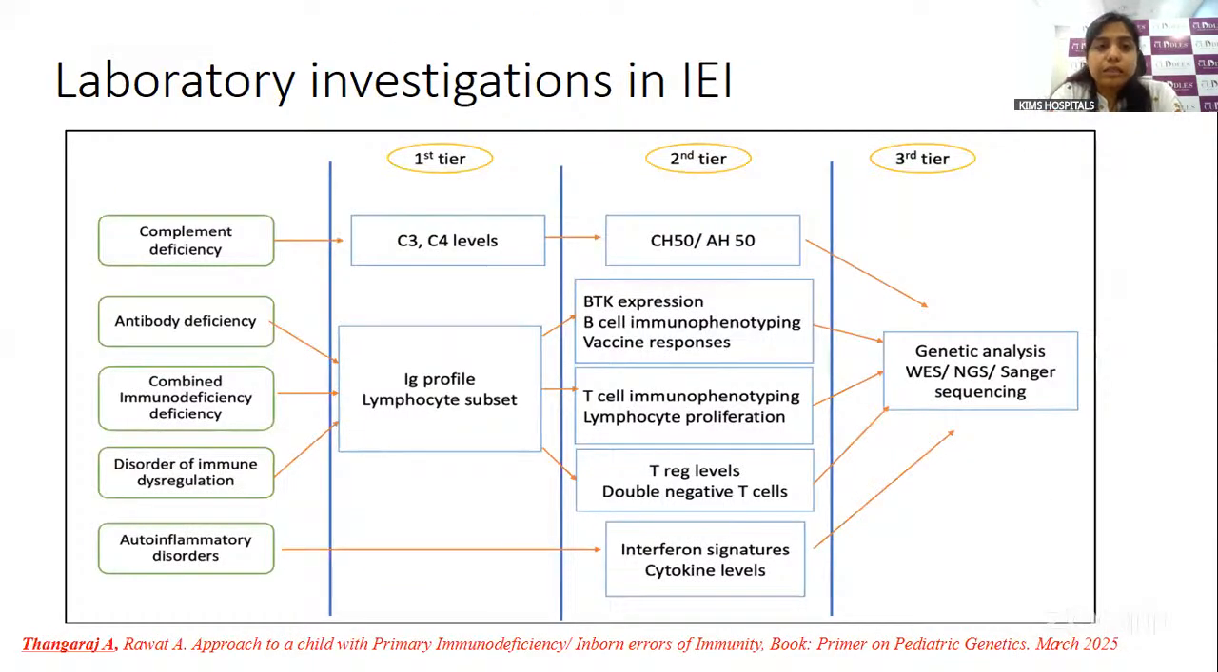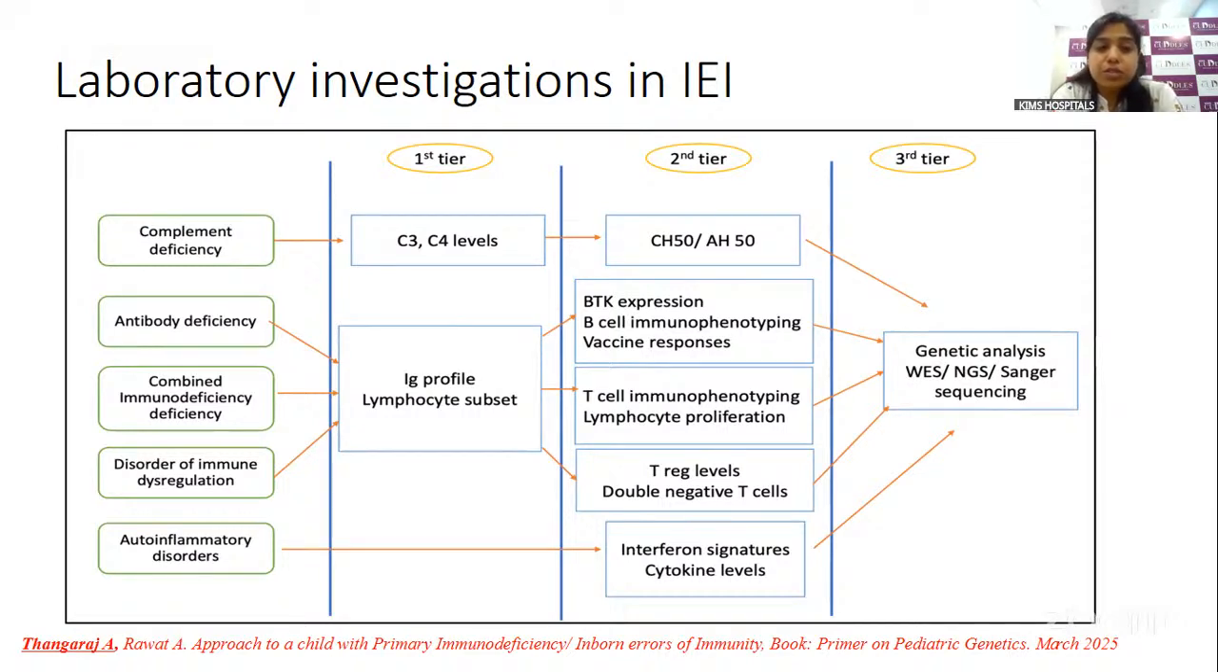So these are the basic laboratory investigations for how to evaluate inborn errors of immunity: the first tier, second tier, and third tier tests. In case of complement deficiency, we do C3, C4 levels, and the second tier is to assess functionality, with CH50 and AH50. The third tier is always genetic analysis. In case of antibody deficiency, IG profile and lymphocyte subsets, and later B-cell immunophenotyping and vaccine responses. In case of XLA, we can do BTK expression by flow cytometry.